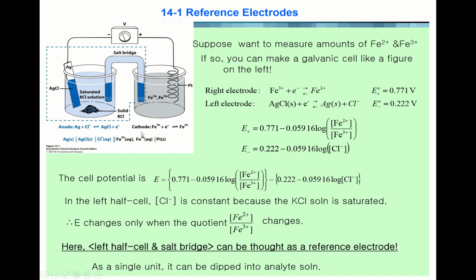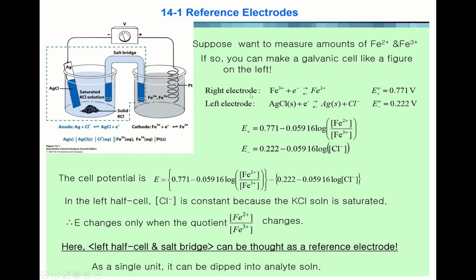Let's look at this electrochemical setup. Here on the left hand side, this is the anode, and silver metal and silver chloride solid are pasted on the surface of the silver, right? And then the solution is saturated with KCl solution, and it is connected through the salt bridge. On the right hand side, the electrode material is platinum, and the solution contains ferrous and ferric ions. And we write the right and left electrode reactions here.